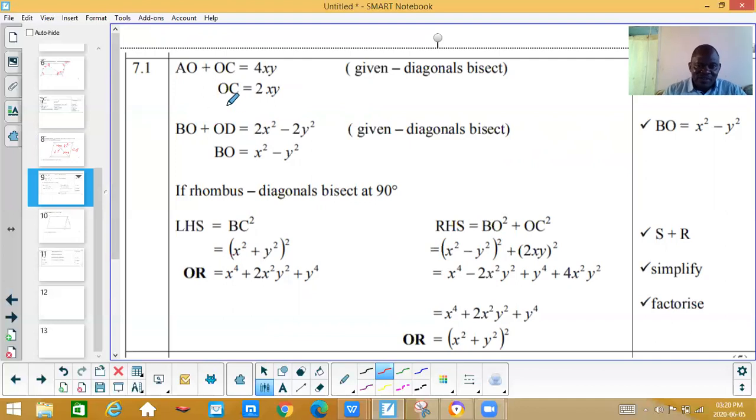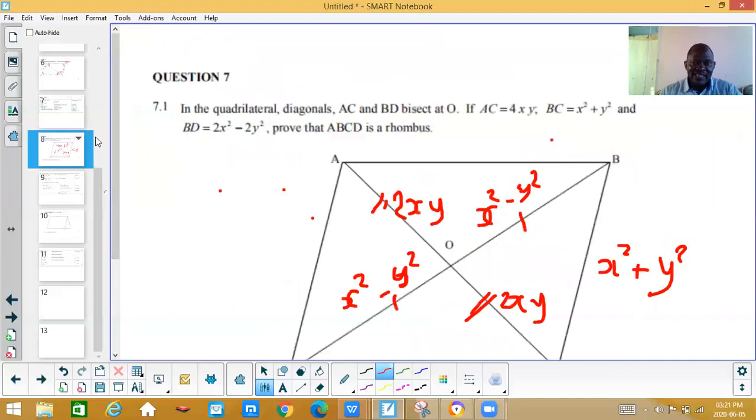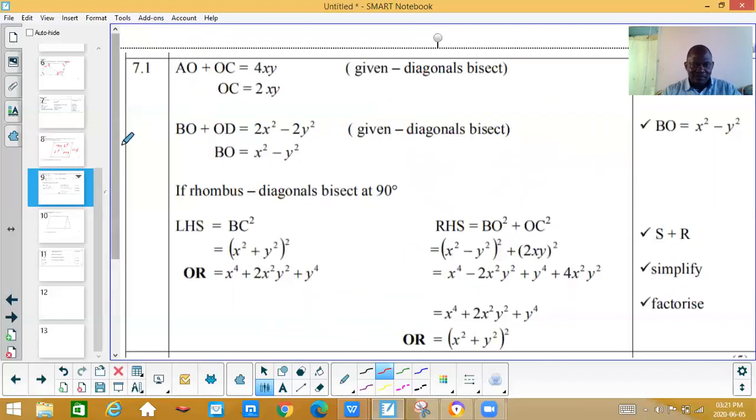Now, if you want to find the OC, which is half of 4xy, it is going to give us 2xy. This is what we have here, from here to here and from here to here. Is that clear now? Now, let us go on to the next one.